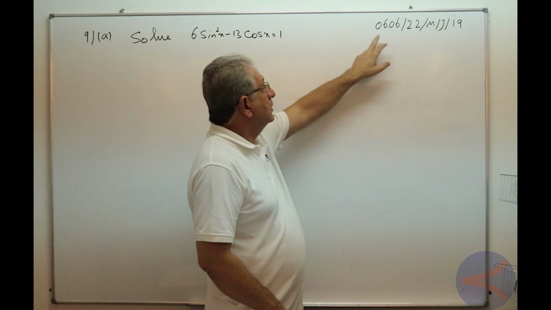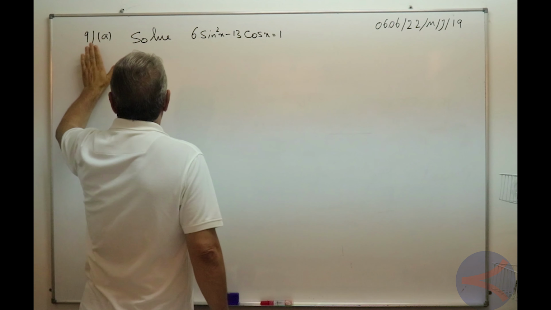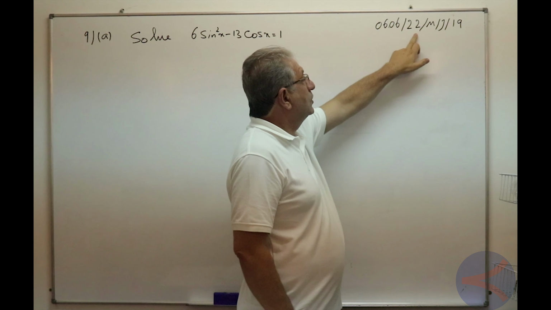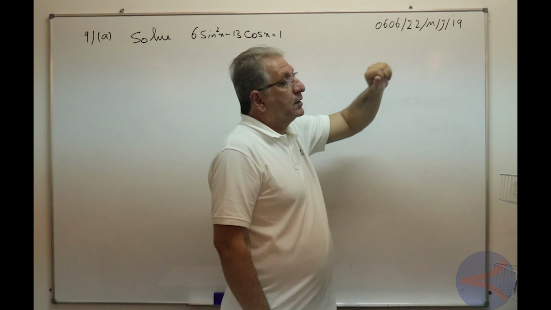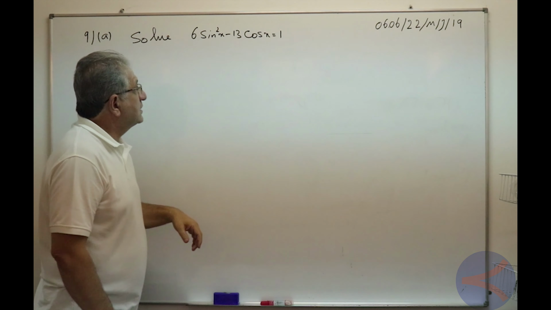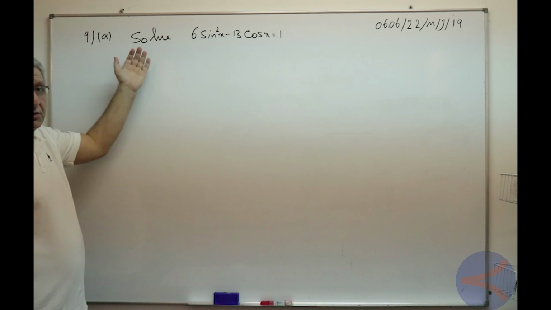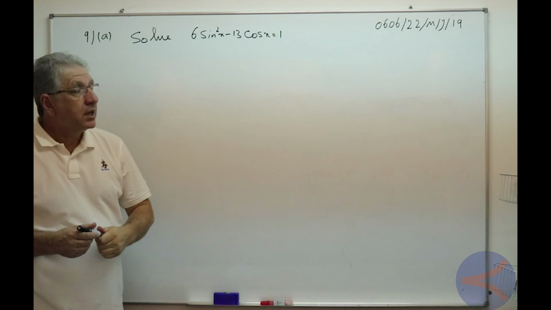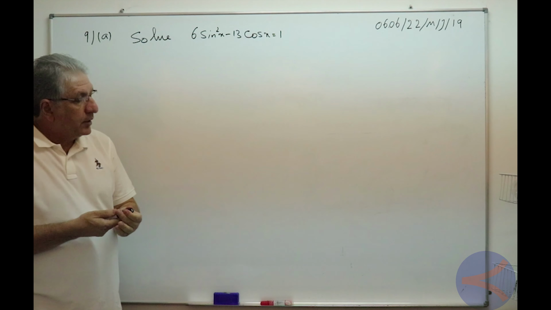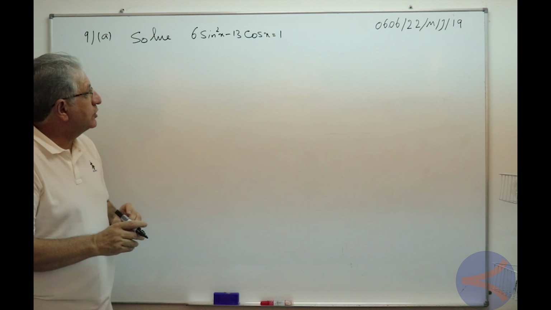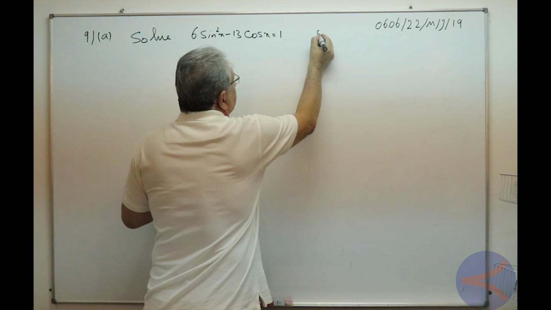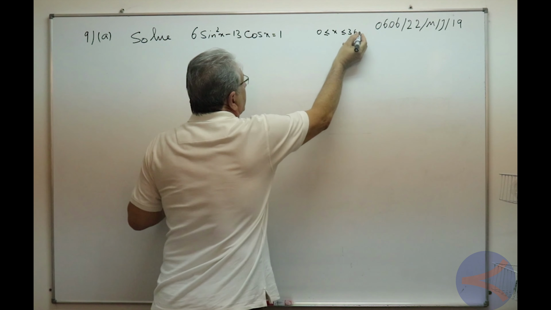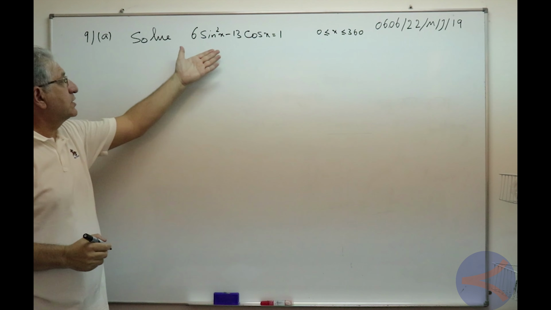We are doing question number 9, part A, from 0606/22, May-June 2019. Now let's see what this question is asking. It's asking us to solve this trigonometric equation where x lies between 0 and 360. Now, how to solve this equation?